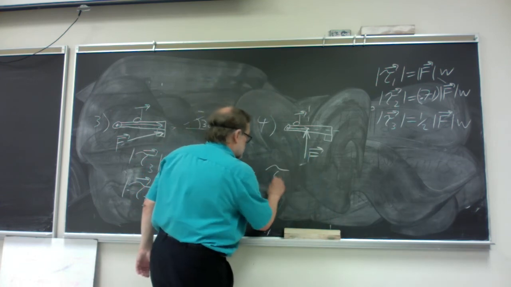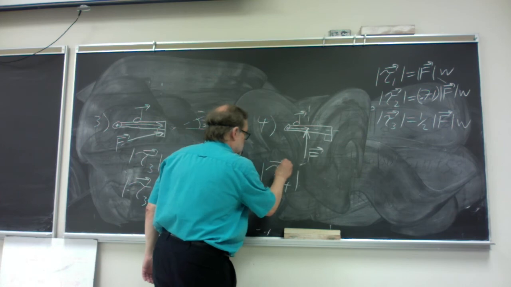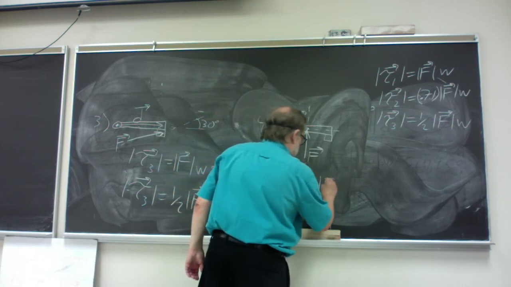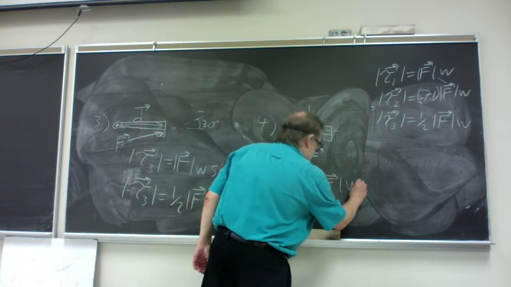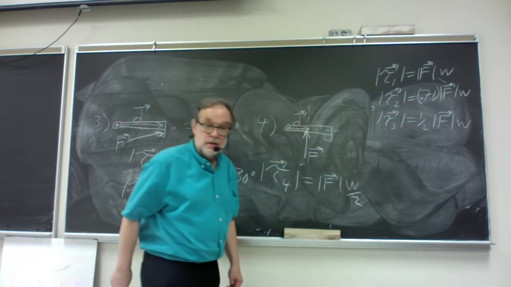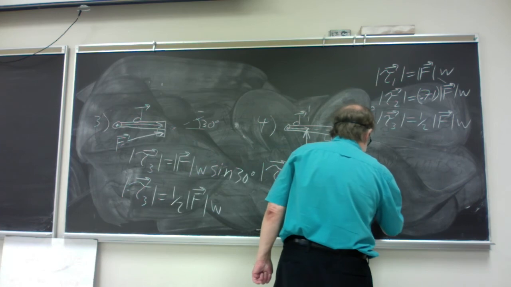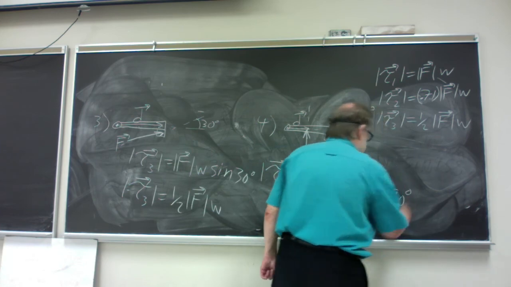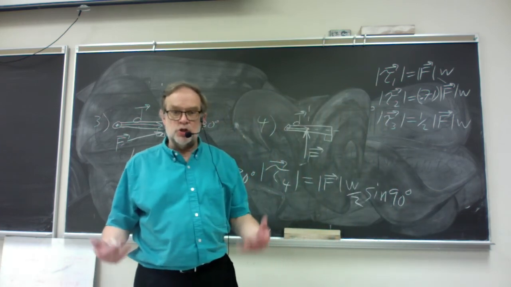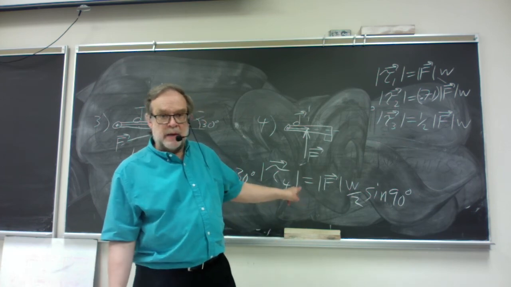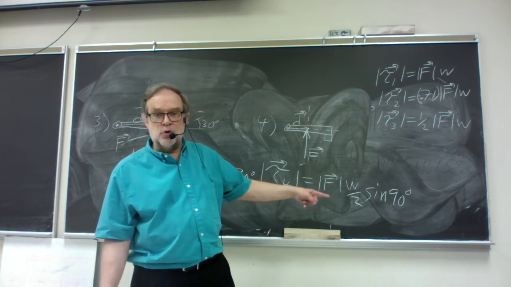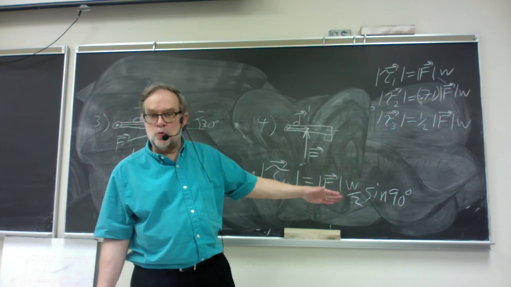So in the fourth case, the magnitude of the torque is magnitude of the force, times half the width of the door, times sine 90 degrees, and of course sine 90 degrees is just 1. So the magnitude of the torque in this case is just 1/2 force times width.